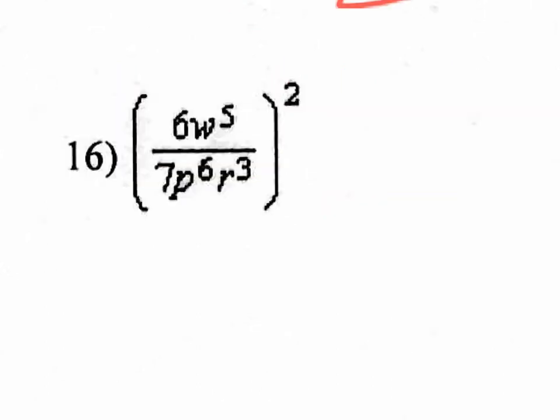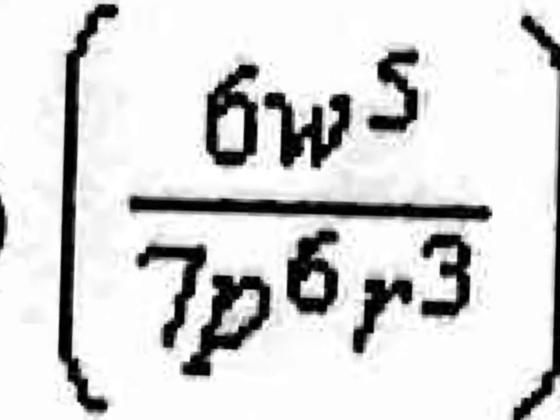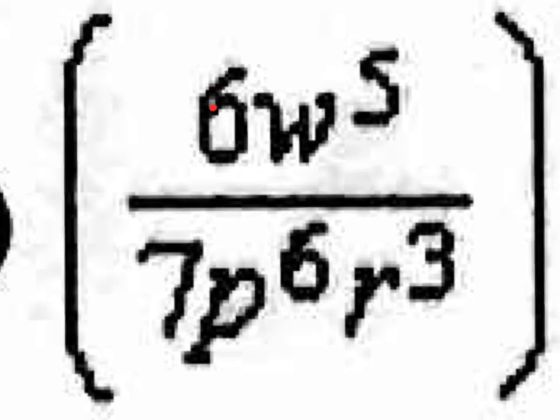Number 16. There's parentheses with an exponent on the outside. What are we supposed to do with that outside exponent? Distribute. Of course, always try to look on the inside and see, could I reduce 6 over 7? No. If it were 6 over 8, you could reduce by 2. But 6 over 7, you can't. Check and see if you could cancel out w's with anything. No. P's with anything. No. Nothing. You can't do anything on the inside.